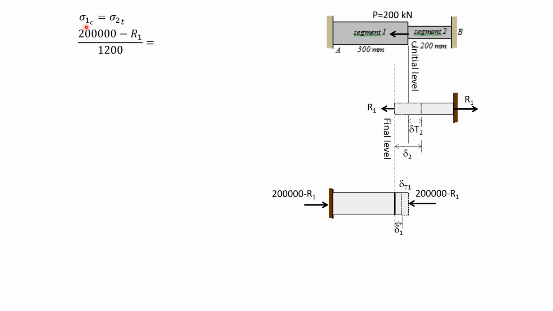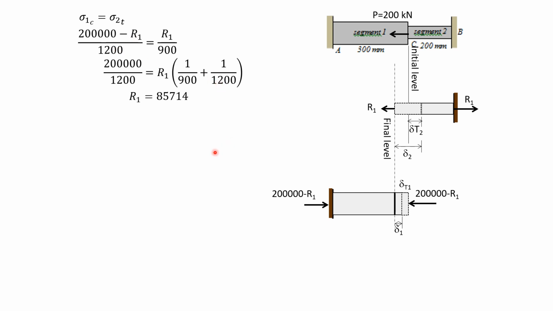So sigma 1, stress is force 200,000 minus R1 over 1,200, the area of segment 1, equals force in segment 2, R1 over area 900. Solving, 200,000 over 1,200 equals R1 quantity 1 over 900 plus R1 over 1,200. So R1 is 85,740 newtons. Then delta 2 minus delta T2 equals delta 1 plus delta T1.